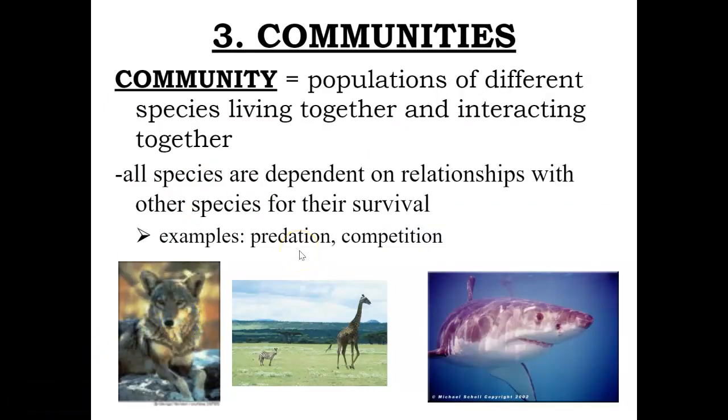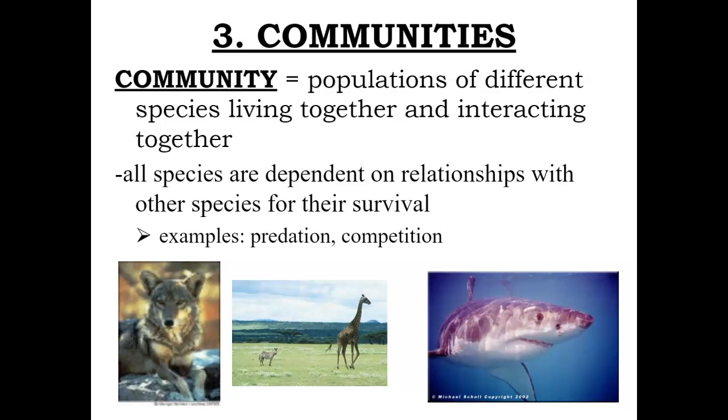The next level up is communities. Communities are going to be different populations of organisms that all live together and interact together within the same area. For example, a population of lions that lives in northern Africa is different from the population of lions that lives in southern Africa, even if they belong to the same species.